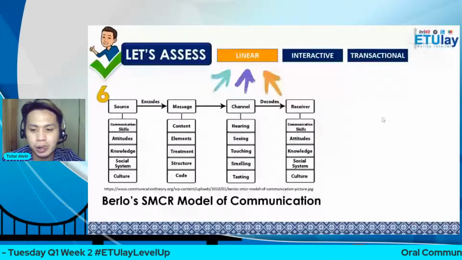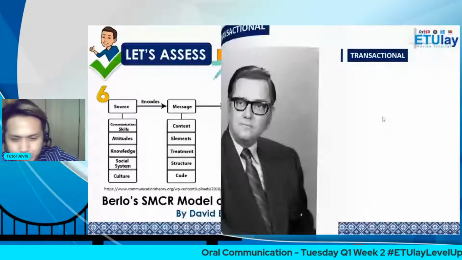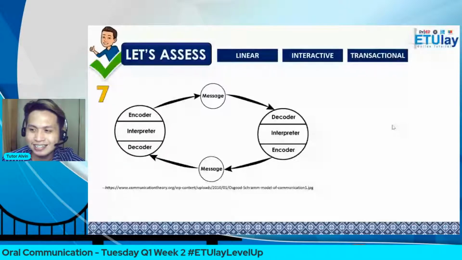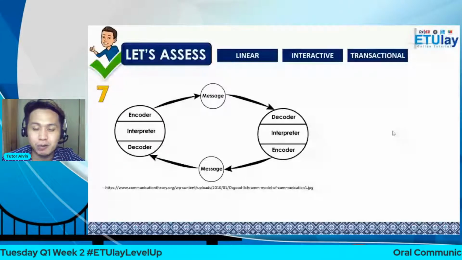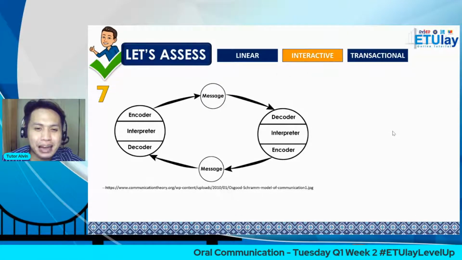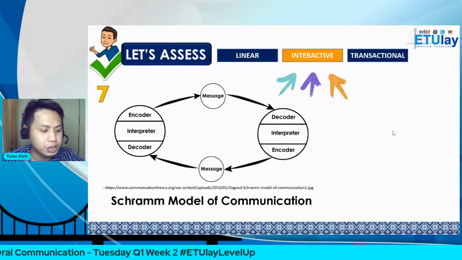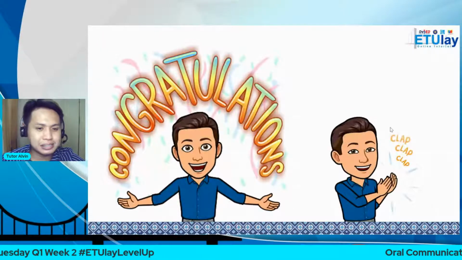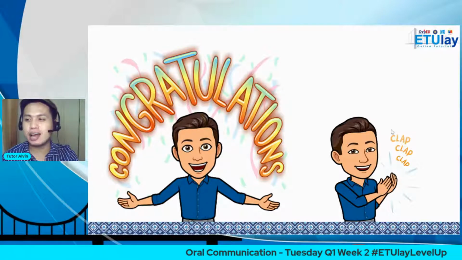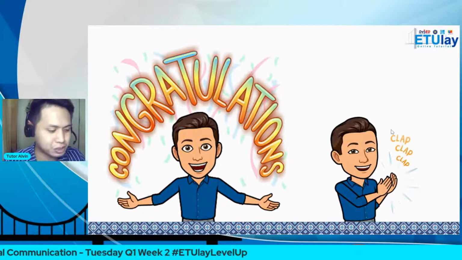And lastly, we have number seven. Okay, I think we're still familiar with this one. We already discussed it as one of our examples in a specific model. It is the only interactive model. We call it the Schramm model of communication by Wilbur Schramm. All right, so congratulations. Give yourselves virtual claps in our comment section. Very good. It's a very great experience with you.